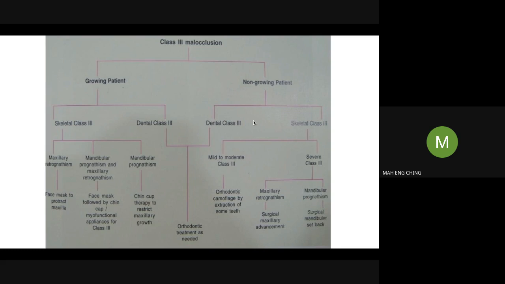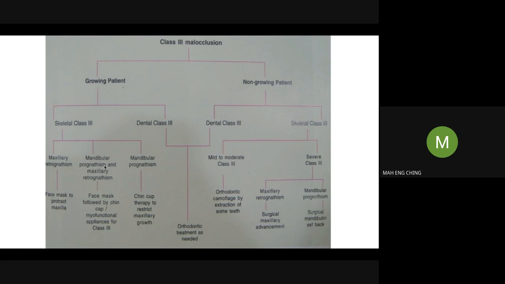When it comes to dental Class 3 malocclusion, they're usually a bit easier. We can do braces to correct the malocclusion. When it comes to skeletal, they are a bit more difficult to treat. In a growing, young patient, maybe you can use jaw or growth modification devices. If the maxilla is retrognathic, meaning the maxilla is too short, then maybe you can use the face mask to protract the maxilla and move it forward.